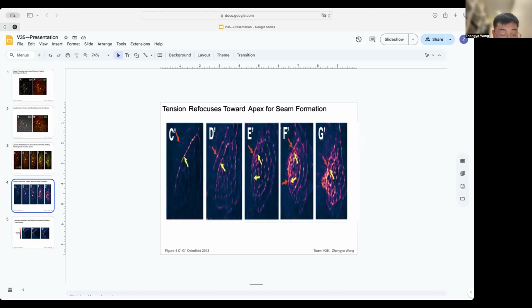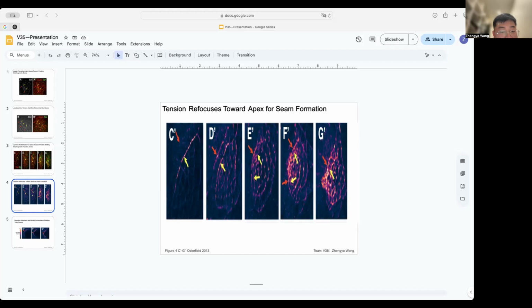Slide 4, panels C prime to G prime, talks about how tension refocuses toward the apex for tube formation. This companion set of panels provides upside-down basal views corresponding to the C to G stages, allowing visualization of tension dynamics from the underside of the tissue. Initially, SQH-GFP enrichment is seen along the basal regions near the roof boundary.